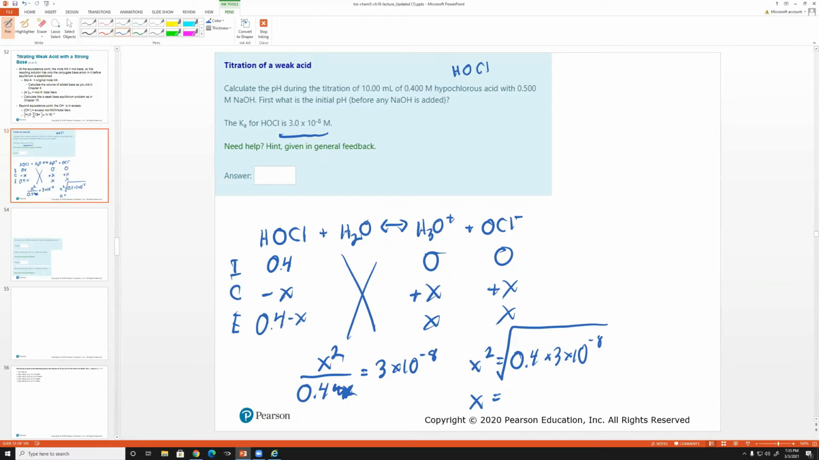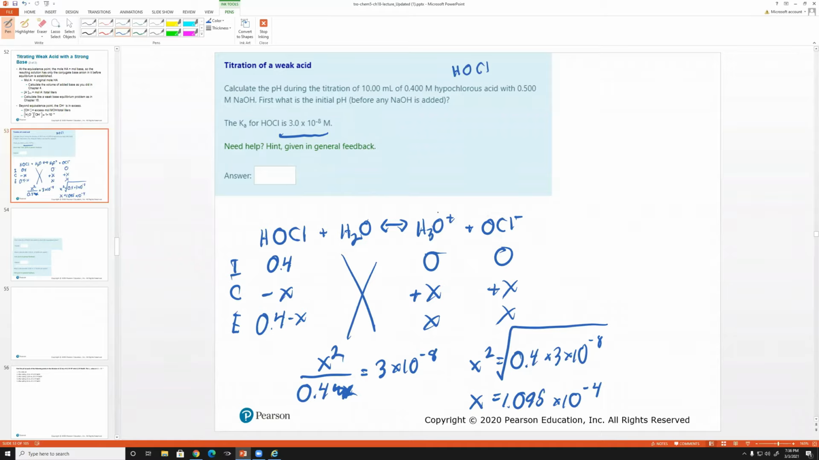So I'm waiting for X. And with ding, ding, ding, we have an answer. 1.095 times 10 to the negative 4th. That sounds right. I did this one before. Then that X is going to equal the conjugate base concentration, which is very small compared to the amount of acid that's there.